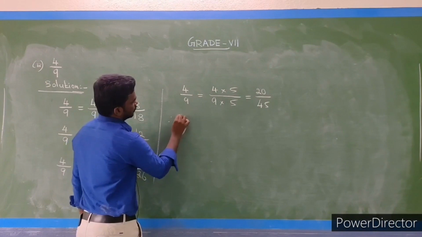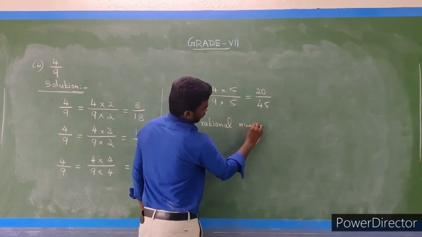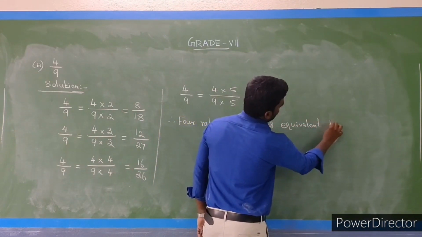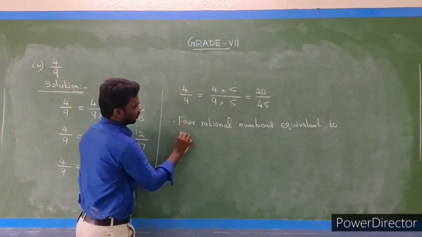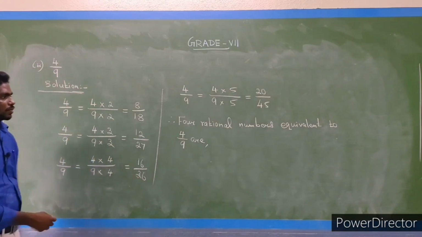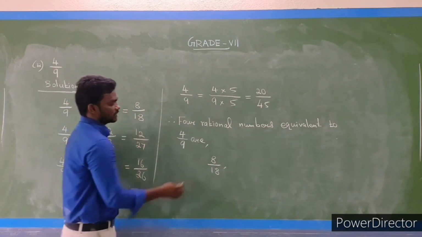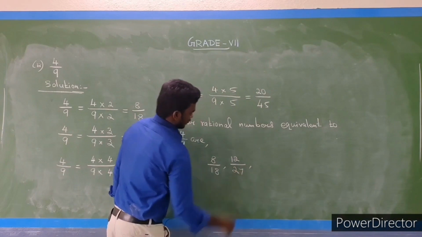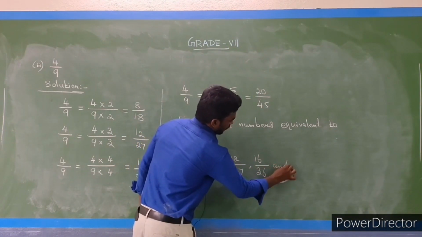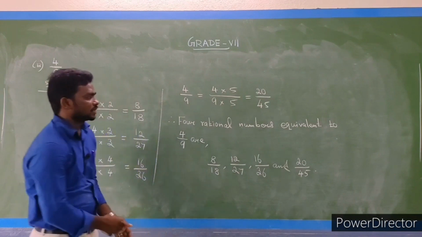Therefore, 4 rational numbers equivalent to 4 by 9 are 8 by 18, then 12 by 27, then 16 divided by 36, and 20 divided by 45. So these are 4 rational numbers equivalent to the number 4 by 9.